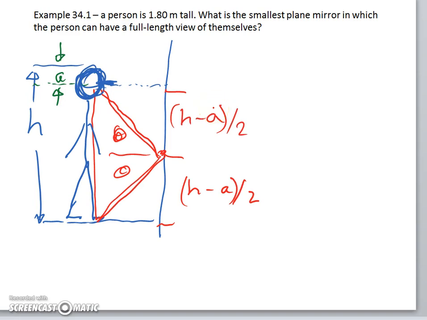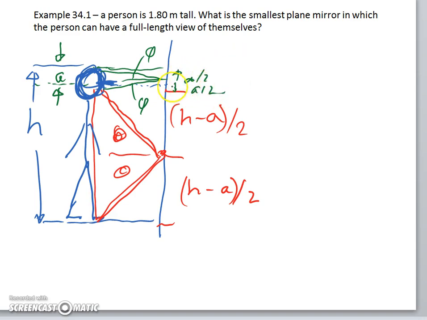Okay, well, in an exactly similar way, we can think about seeing the top of the head, and again we will have another isosceles triangle, another equal angle of incidence and angle of reflection, and this time each of these lengths will be a over 2.